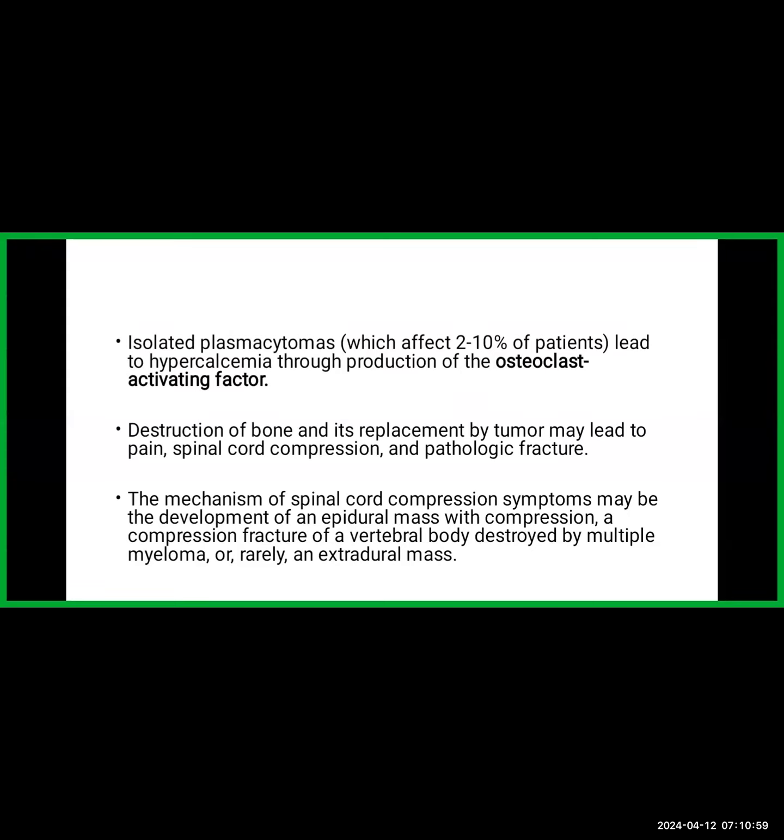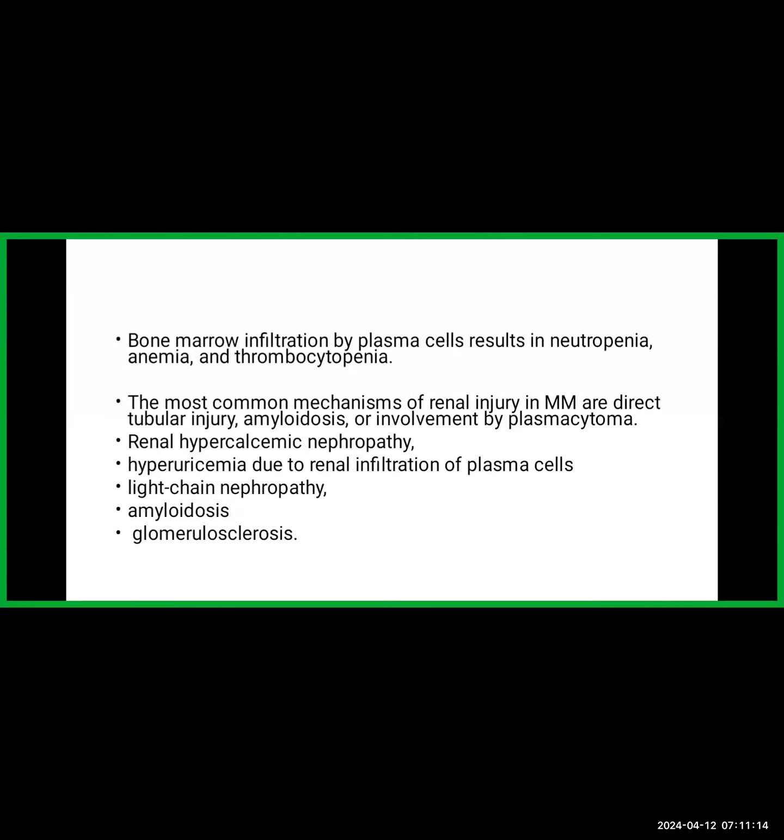The mechanism of spinal cord compression symptoms may be the development of an epidural mass with compression, a compression fracture of a vertebral body destroyed by multiple myeloma, or rarely an extradural mass. Bone marrow infiltration by plasma cells will result in neutropenia, anemia, and thrombocytopenia.